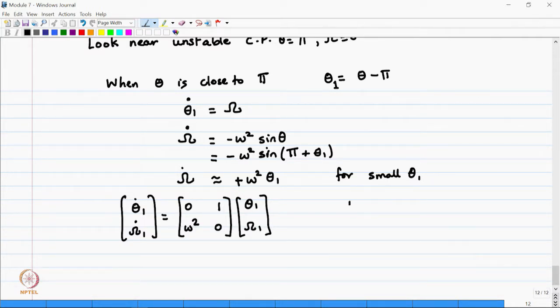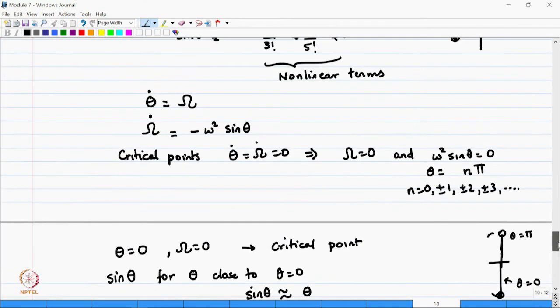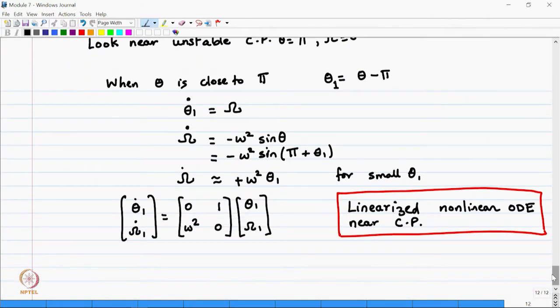What we did is we linearized the nonlinear ODE near the critical point, and we wrote it in this form. This is a very important step. This step, linearization of a nonlinear ODE near the critical point, is a very crucial step in analyzing nonlinear ODEs. So first we had a nonlinear ODE, we found the critical points, and then we linearized the ODE.